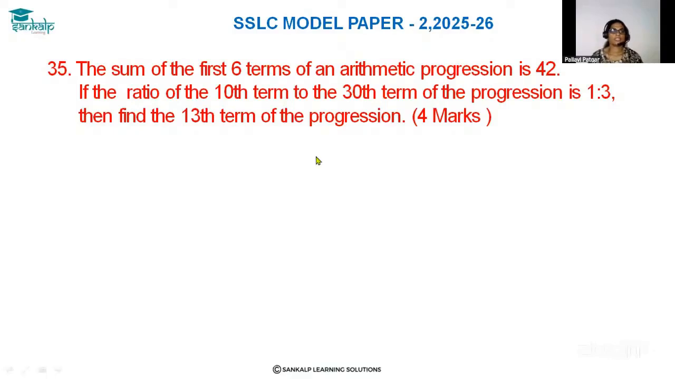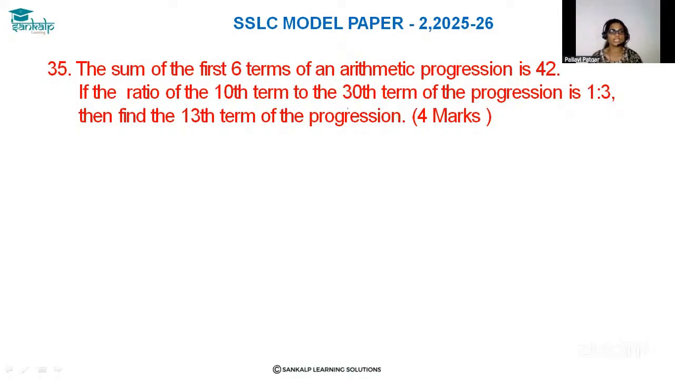Hello everyone. Look at question number 35. The sum of the first 6 terms of an arithmetic progression is 42. If the ratio of the 10th term to the 30th term of the progression is 1:3, then find the 13th term of the progression.